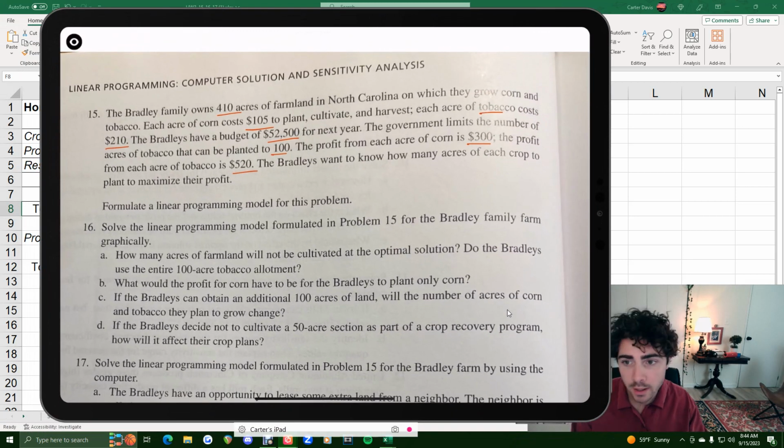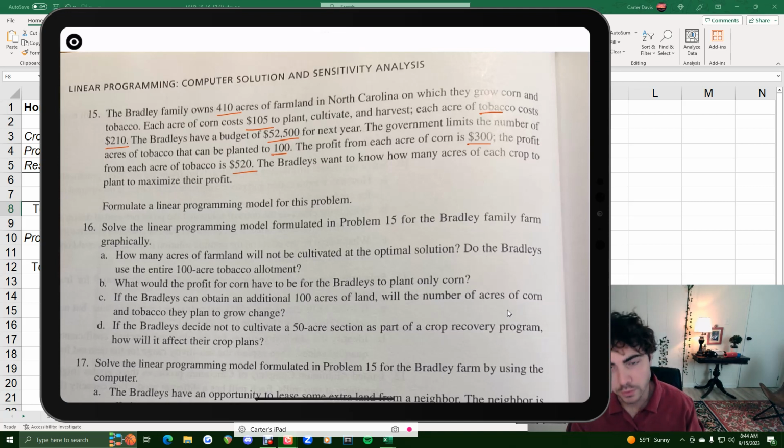Starting with 15, it says the family owns 410 acres. Each acre of corn costs $105. Each acre of tobacco costs $210. The Bradleys have a budget of $52,000. They limit the number of acres of tobacco to 100. Each acre of corn is 300 profit, and each acre of tobacco is 520 profit. They want to know how many acres of each crop to produce to maximize their profit.